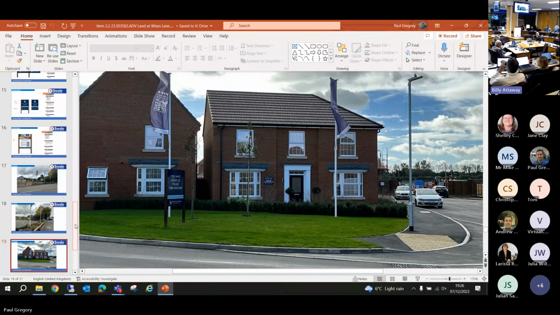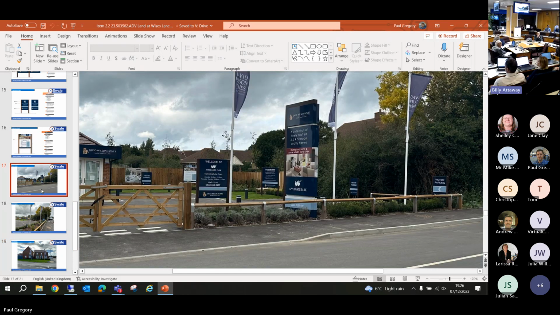Firstly, I'll deal with the wording, because that's the easy one. 7.2 of the report sets out that the content of the advert isn't a matter that we can deal with, so we wouldn't be able to refuse it on those grounds. In terms of the three flags, we have consulted environmental health, because one of the things we wanted to consider was potential noise impacts.